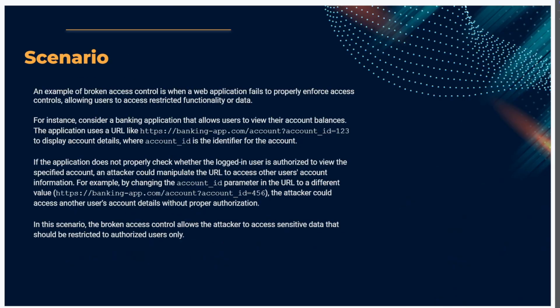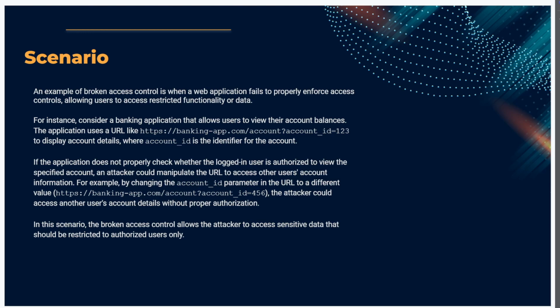We are going to talk about a sample scenario in regards to broken access control. An example that we have here is when a web app fails to properly enforce access controls, allowing users to access restricted functionality or data. For instance, consider a banking app that allows users to view their account balances. This application uses a URL like the one we have here to display account details, where account ID is the identifier for the account. If the application does not properly check whether the logged in user is authorized to view the specified account, an attacker could manipulate the URL to access other users' account information.